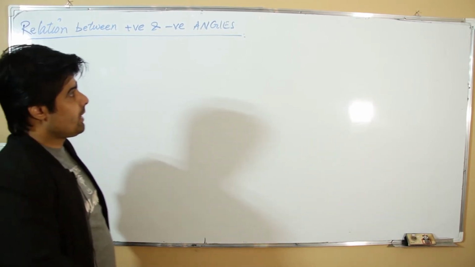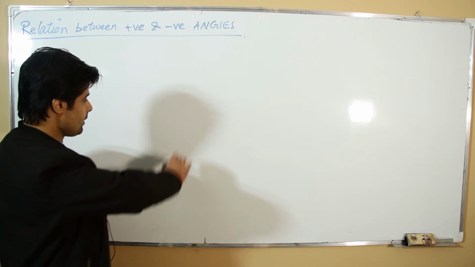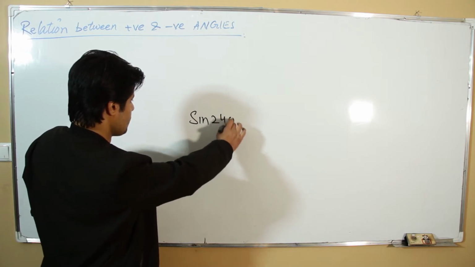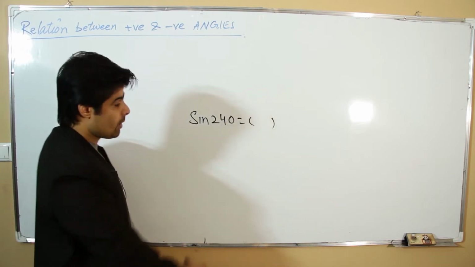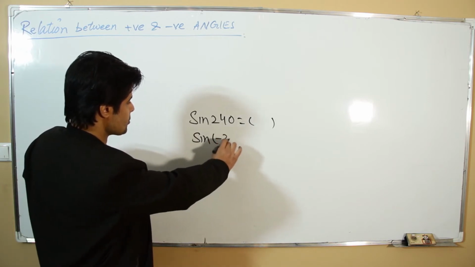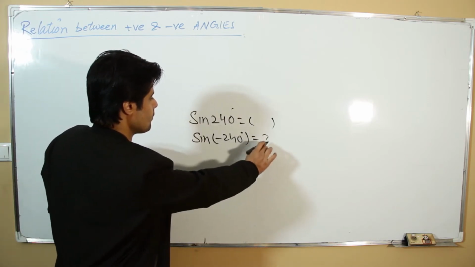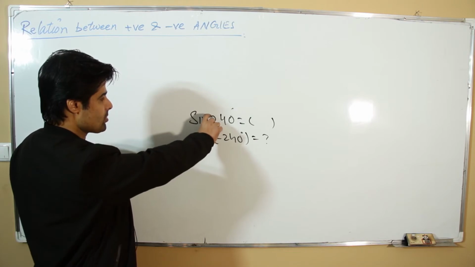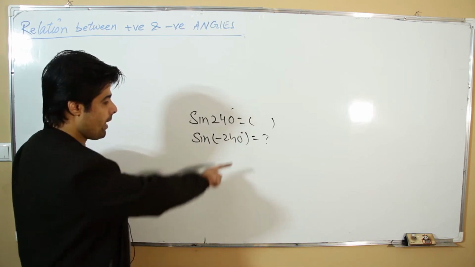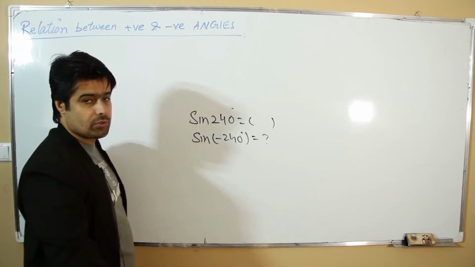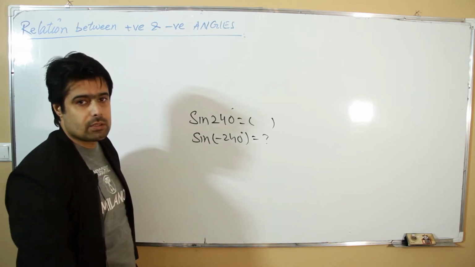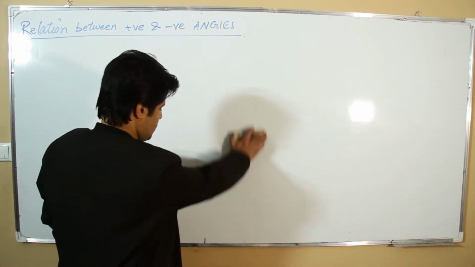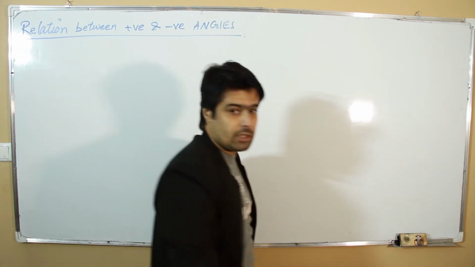Relation between positive and negative angles. What do I mean? For example, if I know the value for sine 240, and I know that this is something, now what is the value of sine minus 240 degrees? It means if I know the positive value, how can we find the negative value from it? Or if I know the negative value, how can we find the positive value for the same angle? This is our topic, and we will talk in detail in two lectures. First, today we will have one, and the second we will have much later, inshallah.